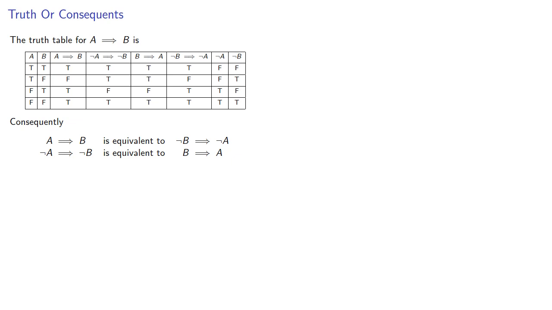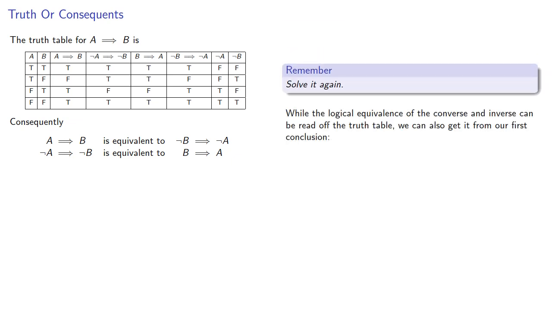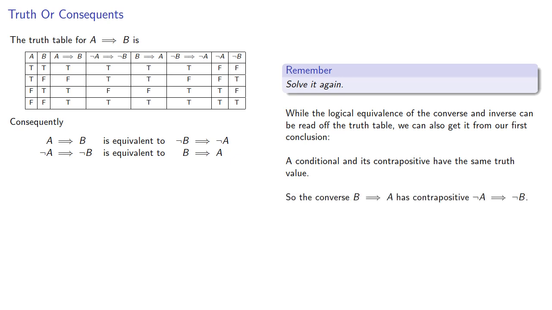So remember, solve it again. While the logical equivalence of the converse and inverse can be read off the truth table, we can also get it from our first conclusion, which was that a conditional and its contrapositive have the same truth value. So if we look at the converse, if B then A, its contrapositive will be if not A, then not B, which is the inverse.